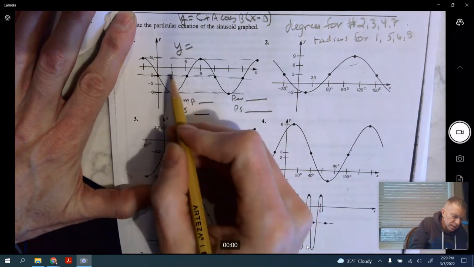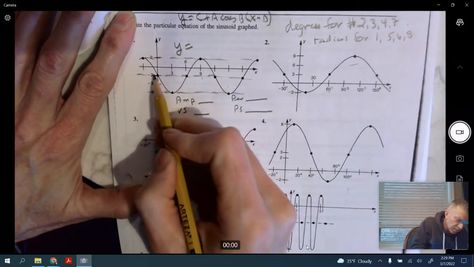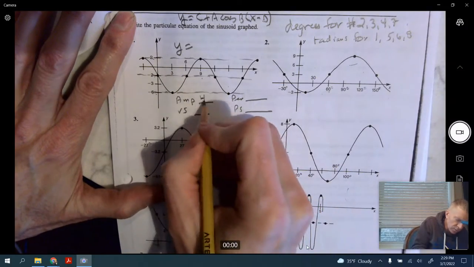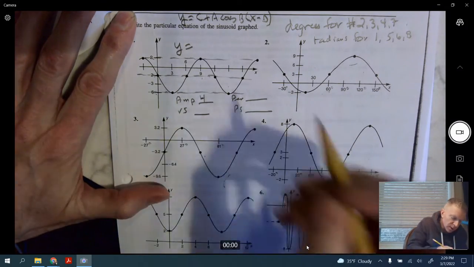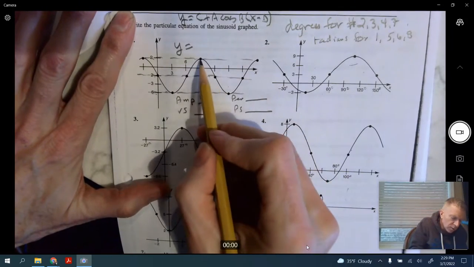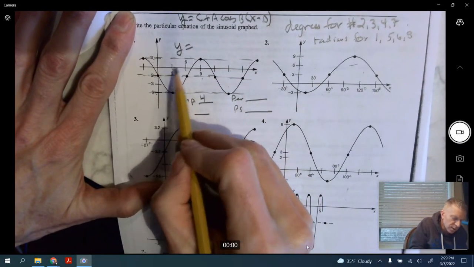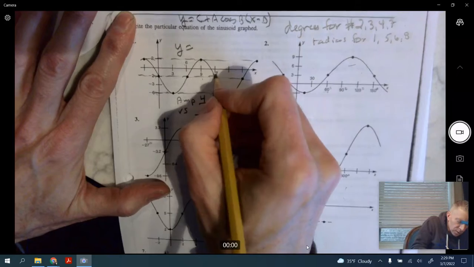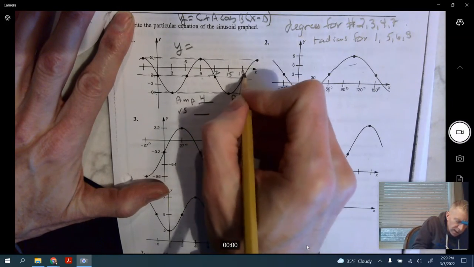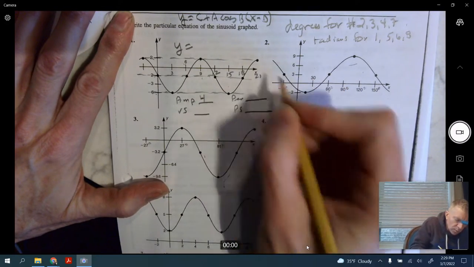So my amplitude is the distance from the middle to the top. So -2 to 2, that's a distance of 4. Period is 1 full cycle. Okay, I'm going to go from here. These are going up by 3. So 3, 6, 9, 12, 15, 18, 21.